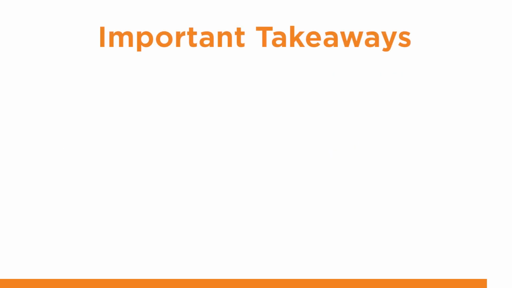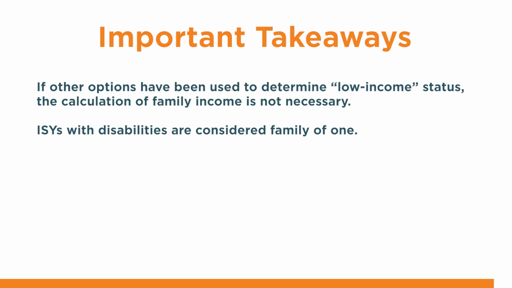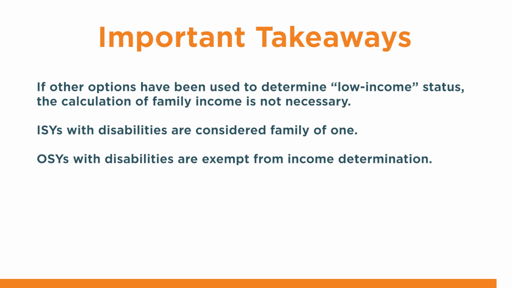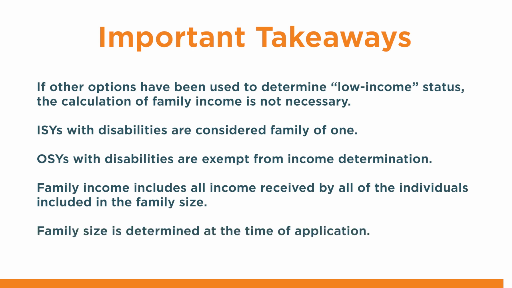Important takeaways. If other options have been used to determine low-income status, the calculation of family income is not necessary. In-school youths with disabilities are considered a family of 1. Out-of-school youths with disabilities are exempt from income determination. Family income includes all income received by all of the individuals included in the family size. Family size is determined at the time of application.